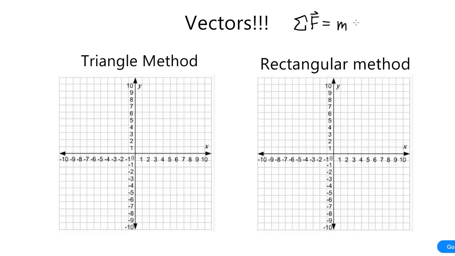So anyway, in the last video we just talked about the sum of the forces equals mass times the acceleration. Or really, the sum of the force vectors, a vector, that's what a vector is, equals mass times acceleration vector. So in the end, if you don't get vectors, I'm going to be straight up with you, you're not going to pass this class, okay?